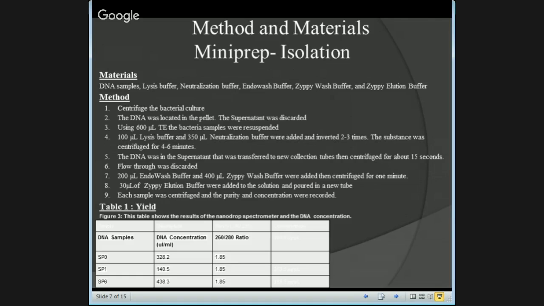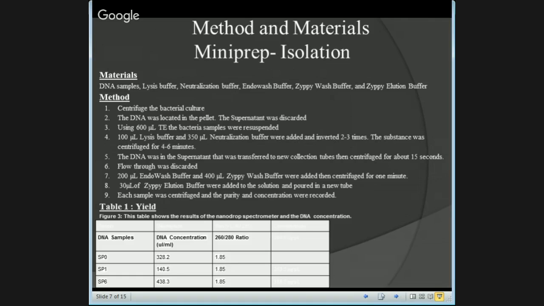Using 600 microliters TE, the bacteria samples were resuspended. 100 microliters of the lysis buffer and 350 microliters of the neutralization buffer were added and inverted 2 to 3 times. The substance was centrifuged for about 4 to 6 minutes. The DNA was in the excess and transferred to new collection tubes, then centrifuged for about 15 seconds.